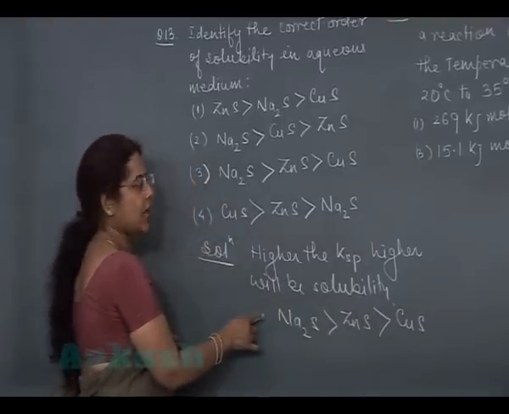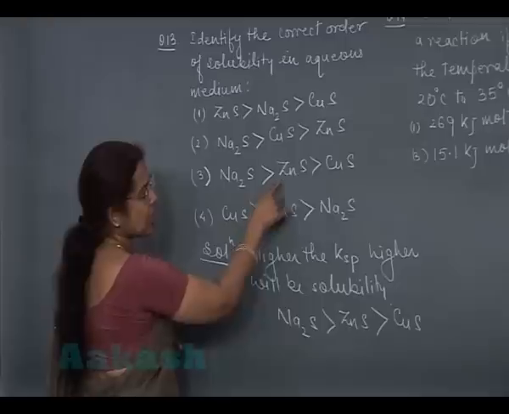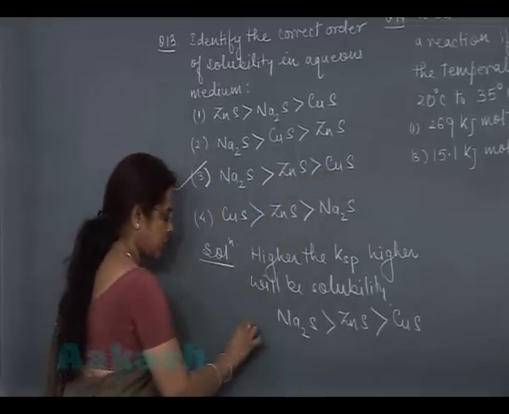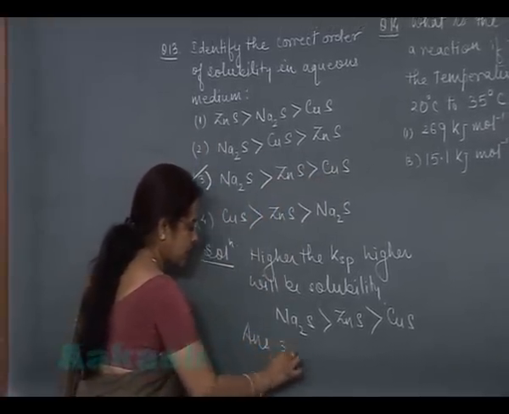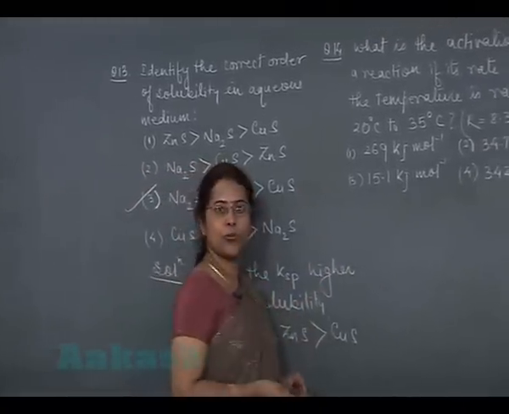Now we can check the answer. Sodium sulfide most soluble, then zinc sulfide, then copper sulfide. So correct answer is option 3. So answer is option 3. Now the next question, question number 14.